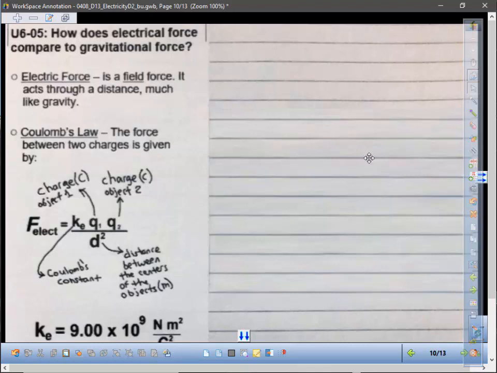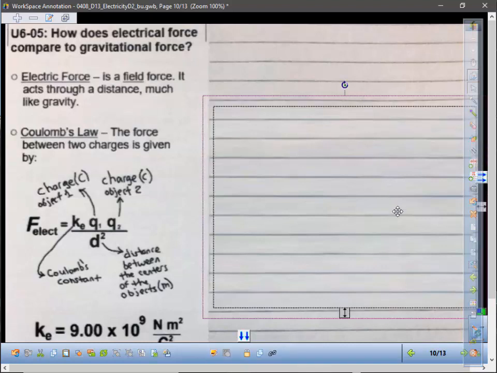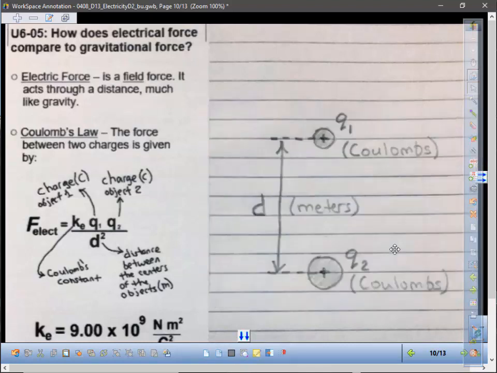Let's go ahead and draw our picture and label it. It's going to be very similar to the picture for gravity. It goes right next to the equation. You have two objects. It can be any two objects. And this will be Q1 in coulombs and Q2 also in coulombs, and then the distance between them. Remember, it's the distance between their centers, not the edges, in meters. That little plus doesn't mean charge. That little plus means center, the center of each object.